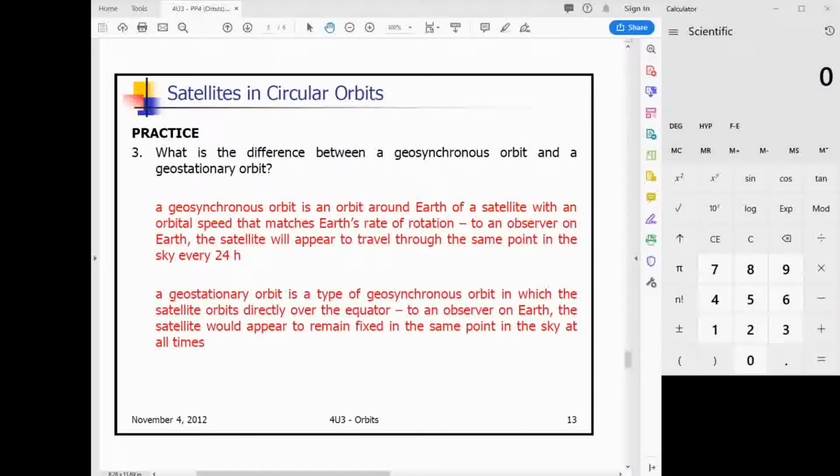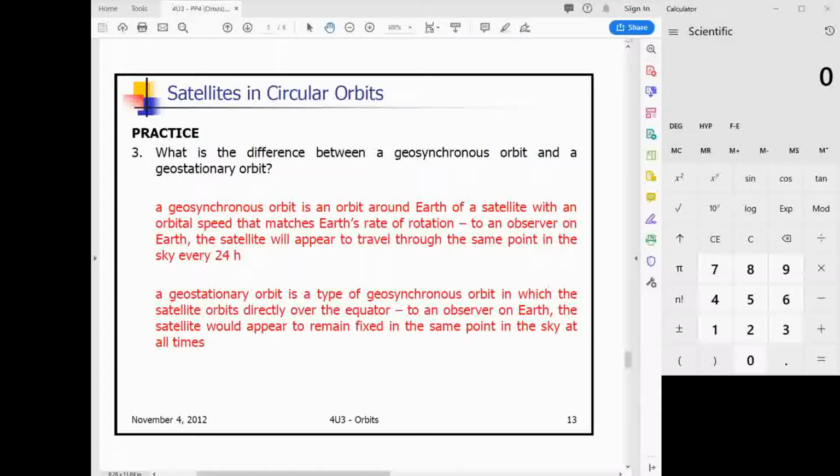So this question here, it says, what is the difference between a geosynchronous orbit and a geostationary orbit? In the textbook, it talks about this on page, I think, 300. And what I want you to know is what these two are. So a geosynchronous orbit is an object, a satellite that's orbiting around a larger mass that matches the rate of rotation of that larger mass.